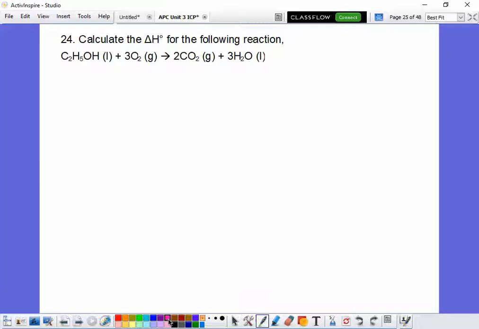24 is just like number 23, but I'm going to give you the pertinent information instead of taking the time to look it up in the textbook. Ethanol is negative 278 kilojoules per mole. Carbon dioxide is negative 393.5 kilojoules per mole. And water is negative 286 kilojoules per mole.